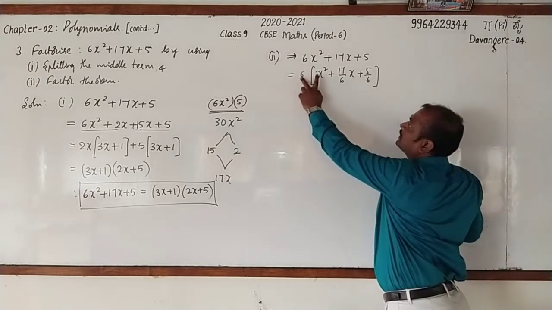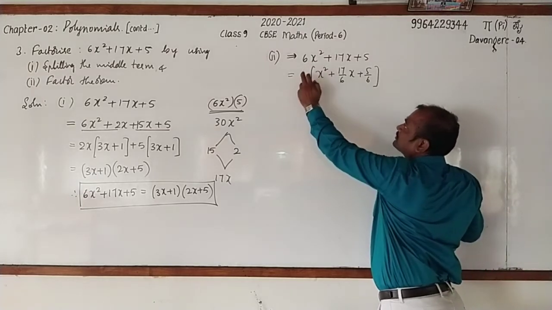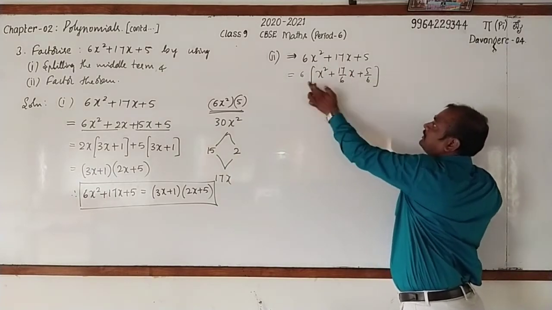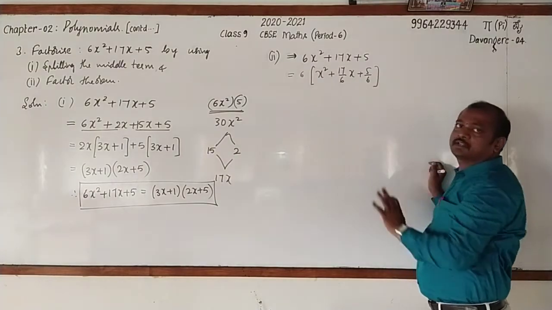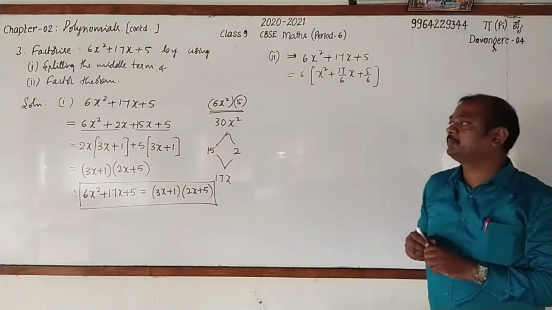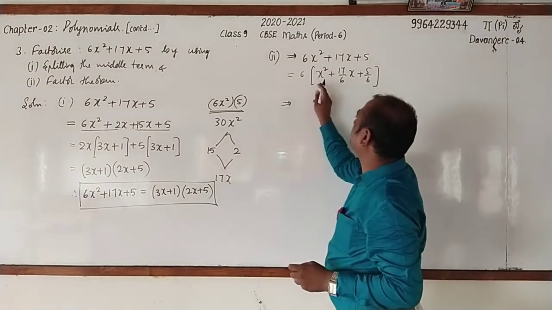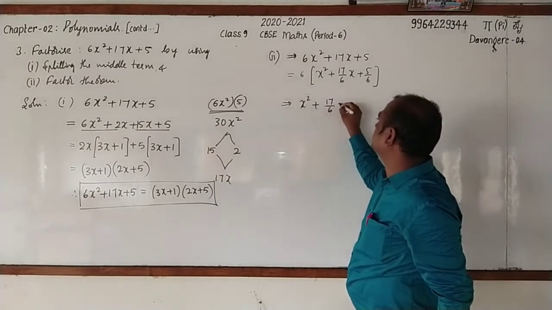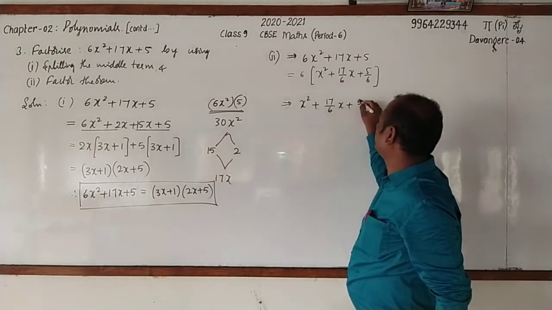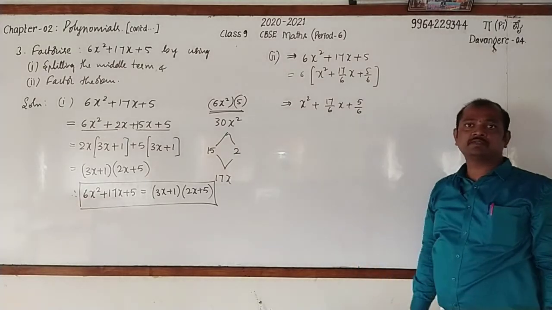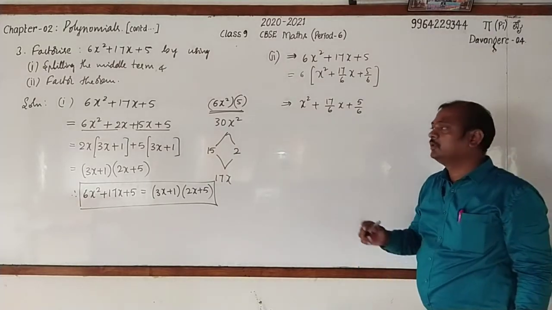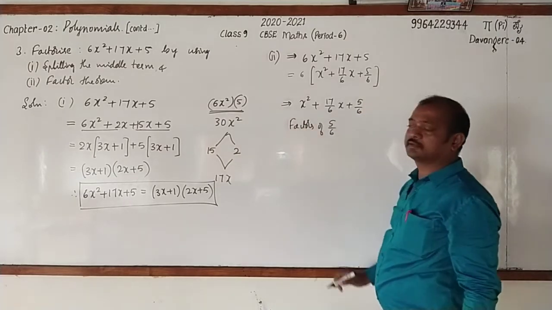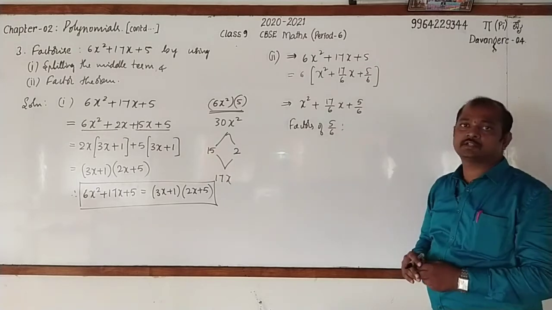Observe it. When you multiply 6 here, 6 into x square, 6x square. Then 6 and 6 get cancelled, 17x. When you multiply 6 here, 6 and 6 get cancelled, 5 will remain. Followed? Now, I go for using this polynomial, x square plus 17 by 6 into x plus 5 by 6. Coefficient is 1. What is the next step? We have to take the factors of 5 by 6.